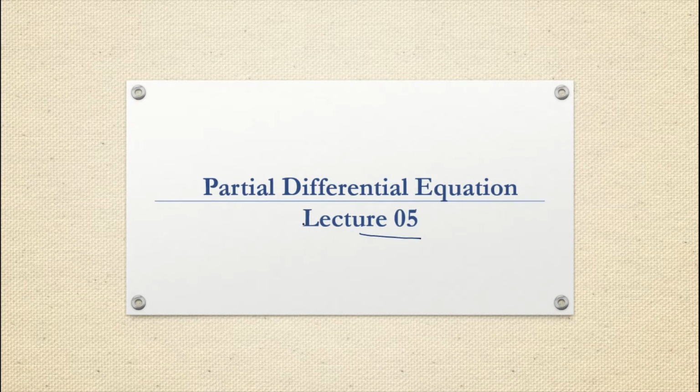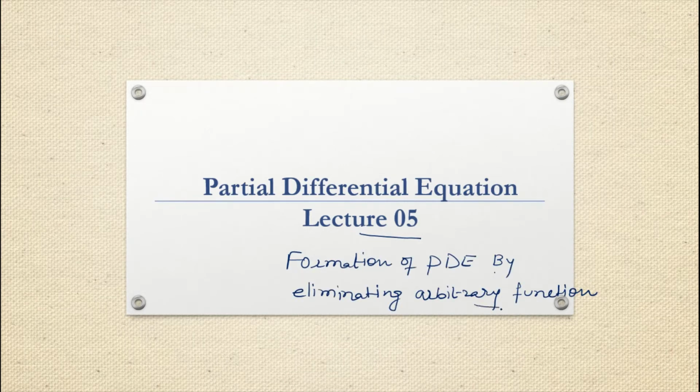So in today's class also we are going to see the formation of partial differential equation by eliminating arbitrary functions. This is the same topic we had covered in last class, but last class we had seen what we'll call form 1. In form 1 we dealt with those types of questions where we had only one function, right? So form 1 was only one function in my question, and then we had to make the partial differential equation from the given equation.